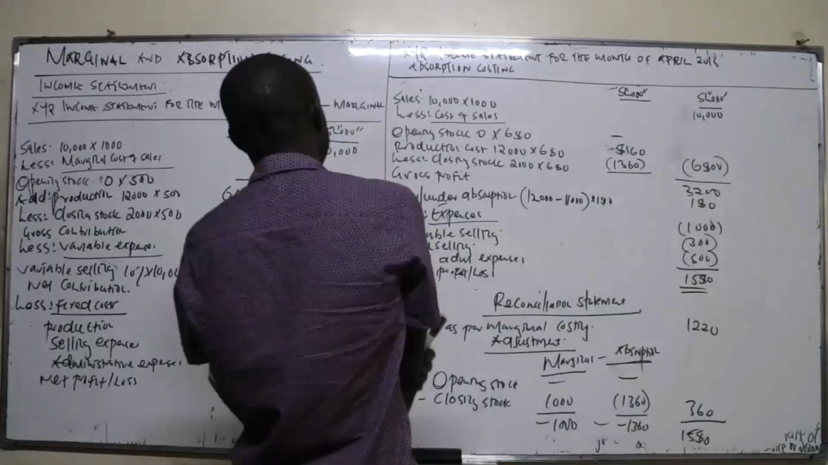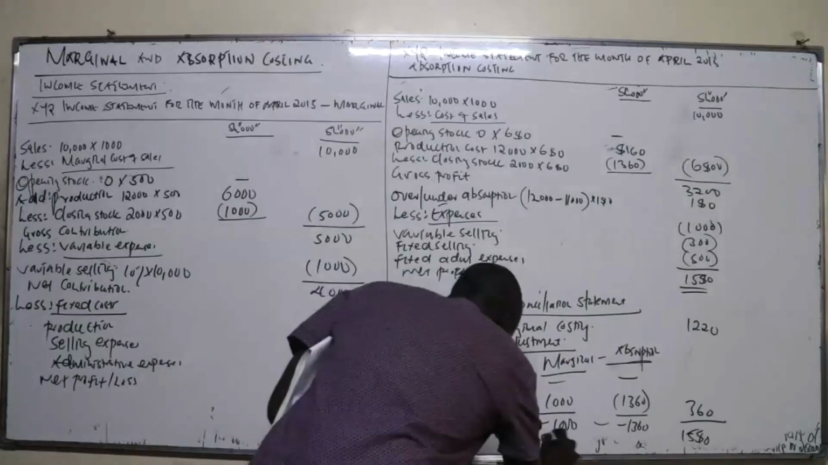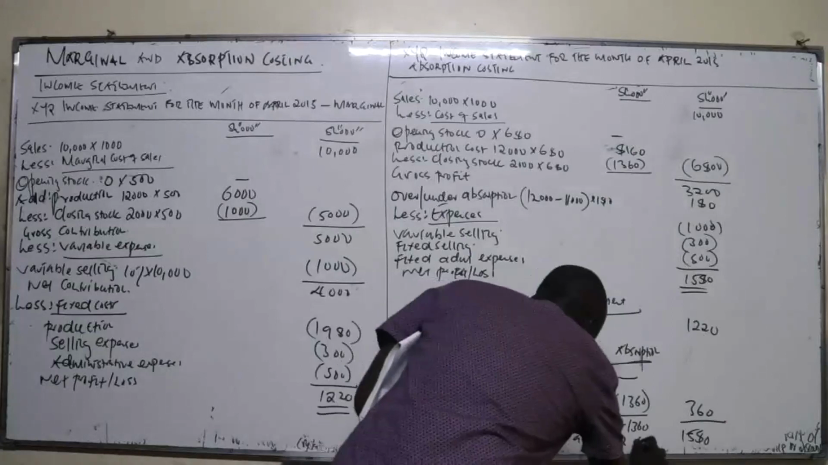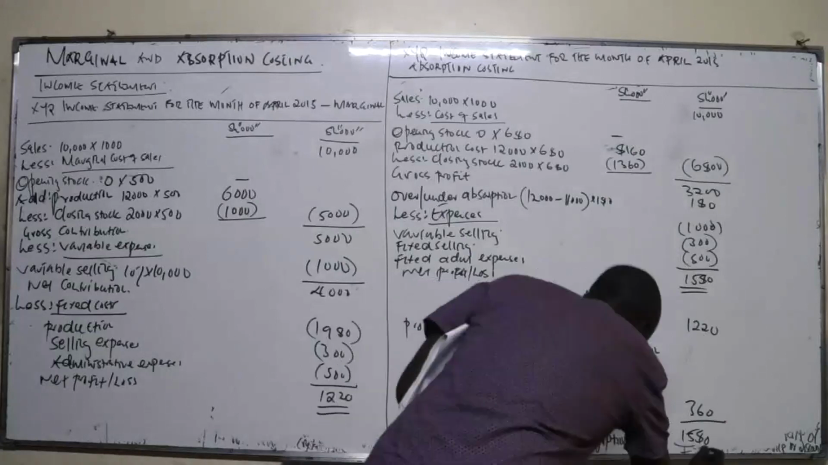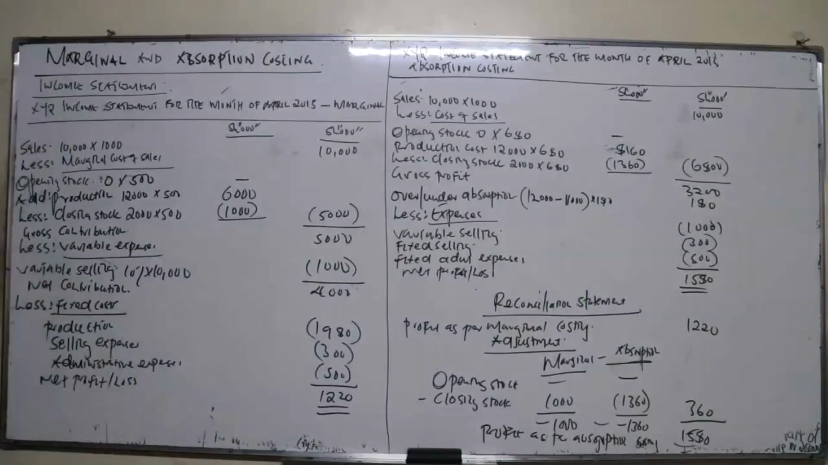Profit as per absorption costing. So that is how we do the income statement part of this particular topic. Any question? I give you 5 minutes to internalize, and then you tell me, we move on, we do another question.